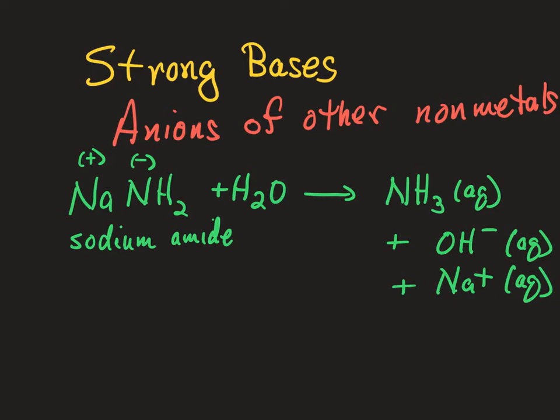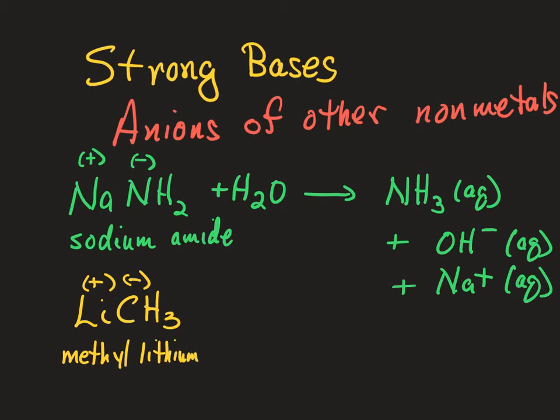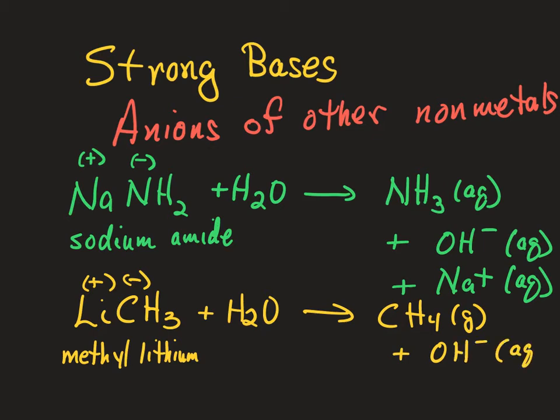We sometimes can see something like a carbon compound where the lithium is positive, which makes the carbon negative. This is called methyl lithium. If that is exposed to water, the methyl group will act as a strong Bronsted-Lowry base, take a hydrogen ion from water, make methane, which is a gas, leaving behind a hydroxide ion in the water, and the lithium ion in the water.